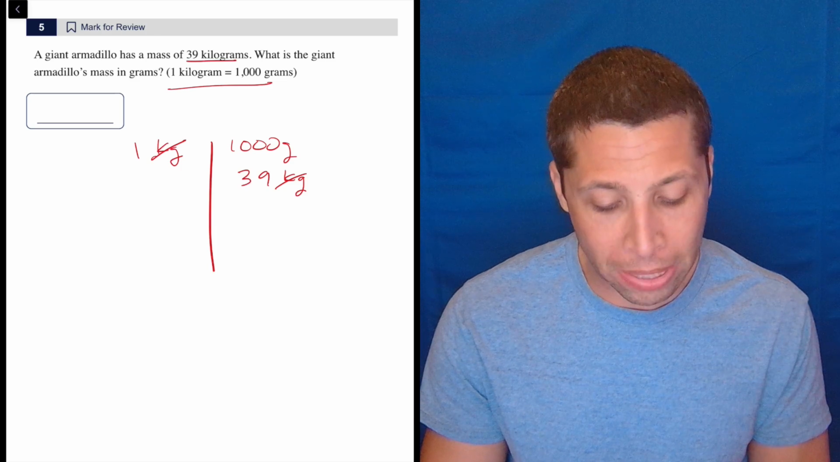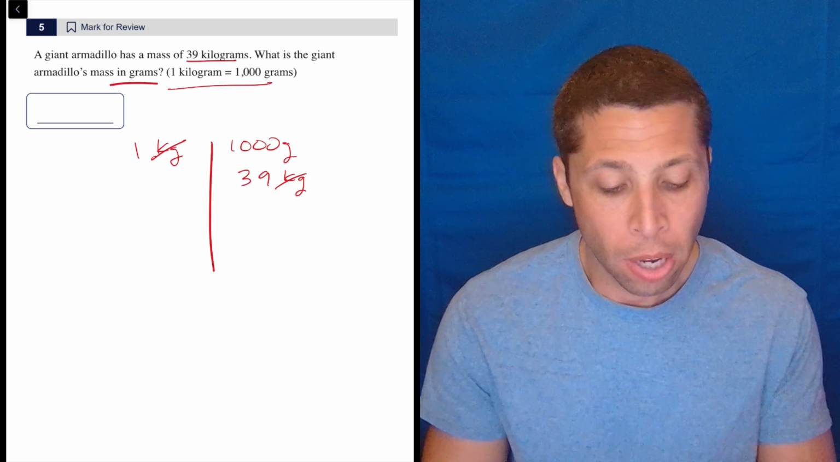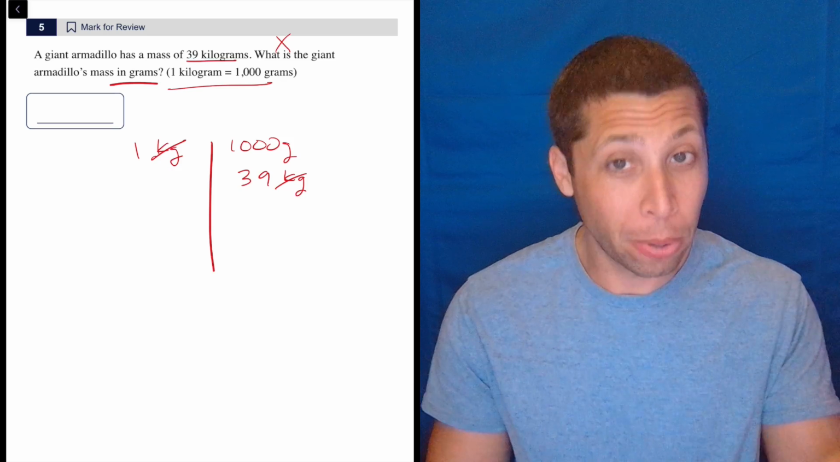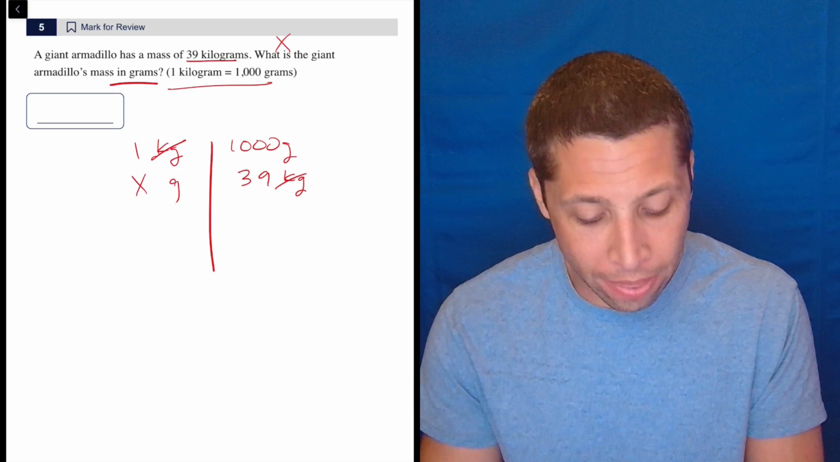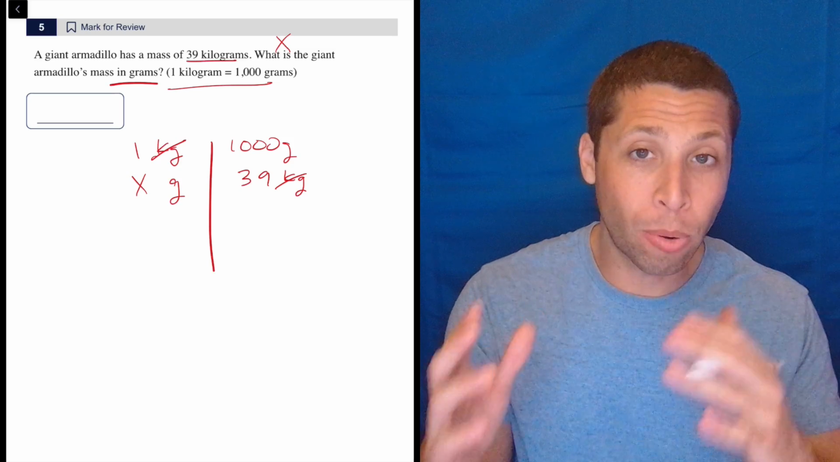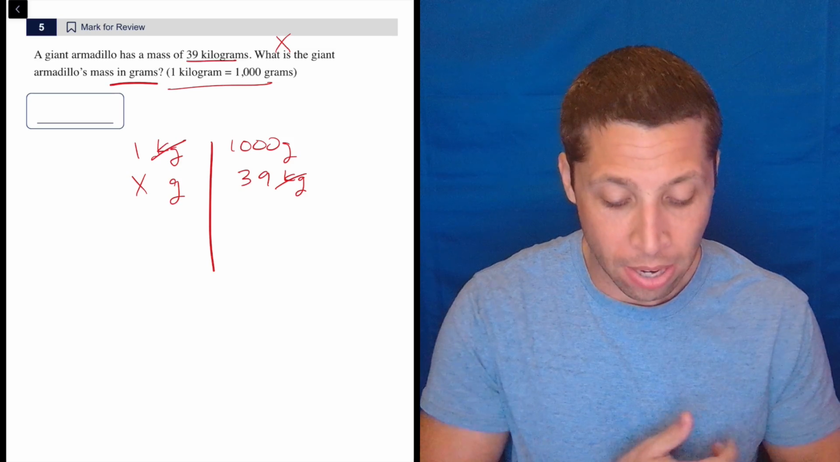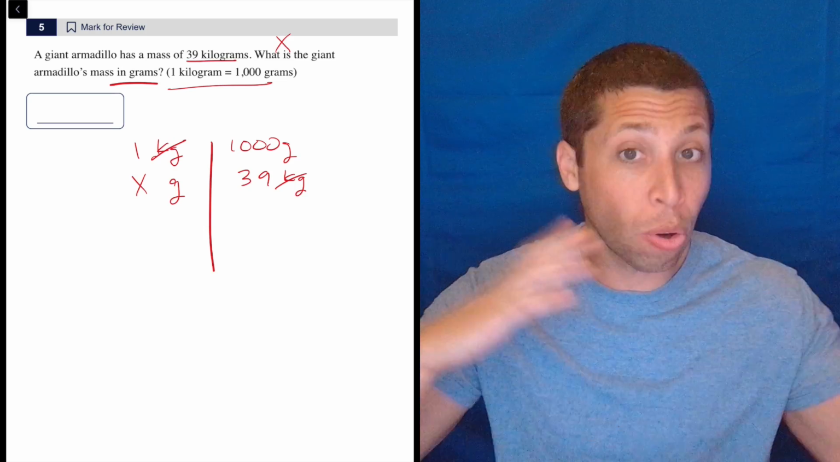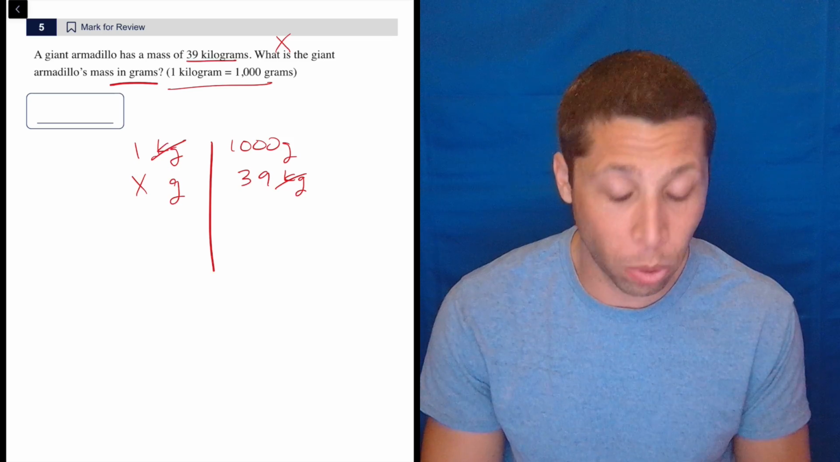So it says a giant armadillo has a mass of 39 kilograms. What is the giant armadillo's mass in grams? So what is code for X? And the good thing about this chart method is we can put an X into our chart. So X is gonna go here, and there's my rate. X grams in 39 kilograms, right? So another way to phrase it is 39 kilograms is how many grams. So that is a rate. And notice there's only then the 2 units in this question. That's why this is an easy one, but the chart method works all the same.